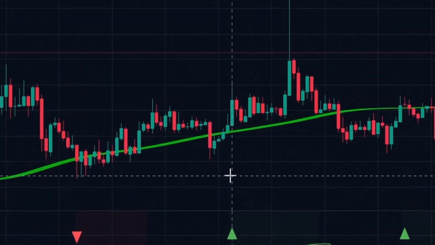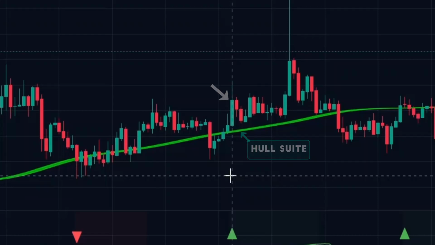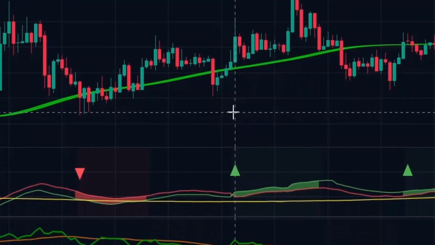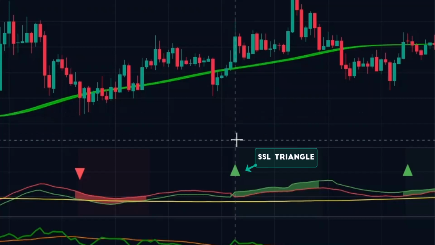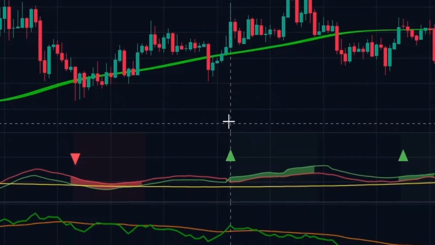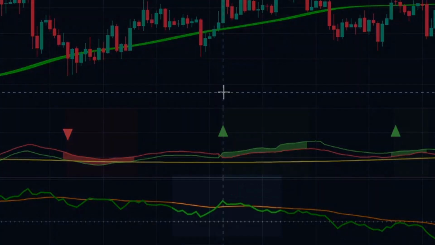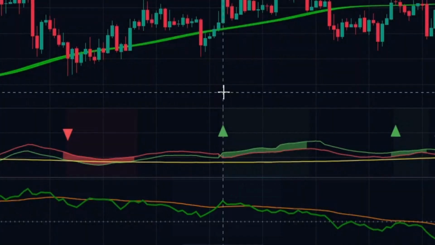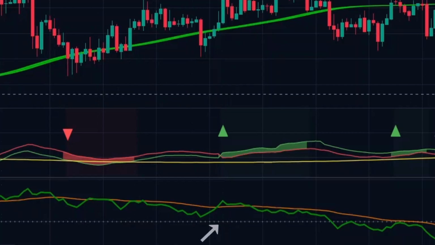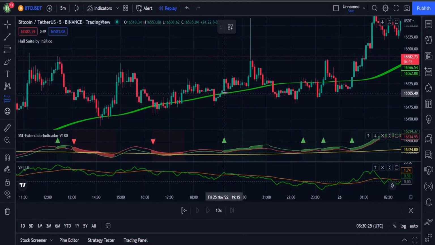Number 1, we're only going to be looking to buy if the price is closed above the Whole Suite indicator and the line is colored in green. Number 2, the SSL has to print a new green triangle, just like this one. And finally, the volume flow indicator has to be bullish, which means the green line has to be above the orange line, and they both have to be positioned above the 0 level. If all these conditions are met, we can safely enter a buy position.